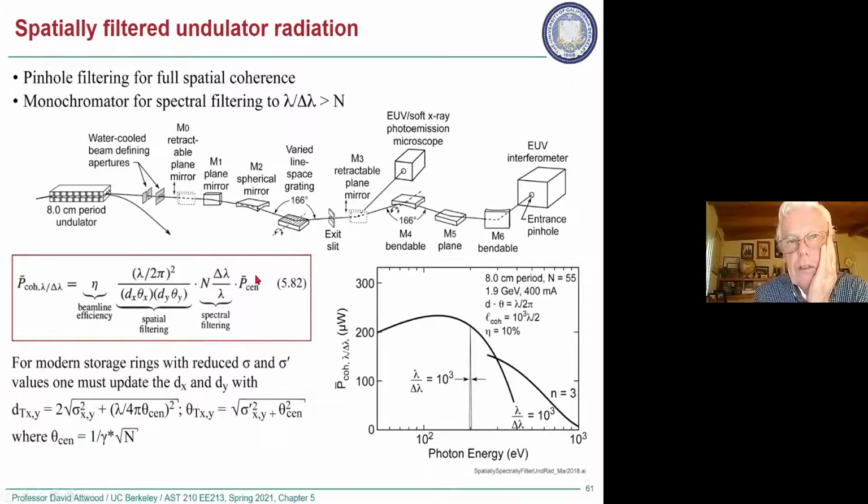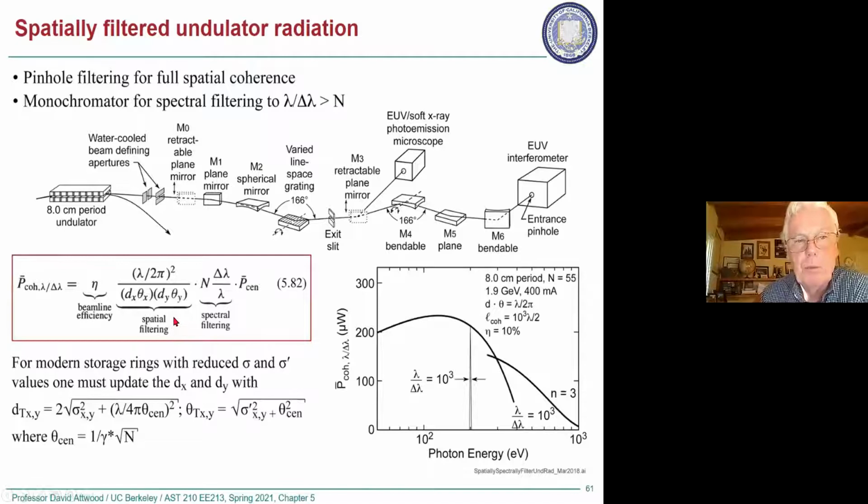So you start with the central radiation cone, you do spectral filtering, and you do spatial filtering, and this is a term you need to pay attention to. This follows our formula that for spatial coherence, you need a product of d and theta, again in terms of RMS, equal to lambda over 2 pi. And for the vertical direction, the same, you want the d and theta product to be, again, lambda over 2 pi. That's what the square is for. One goes with the horizontal, one goes with the vertical.